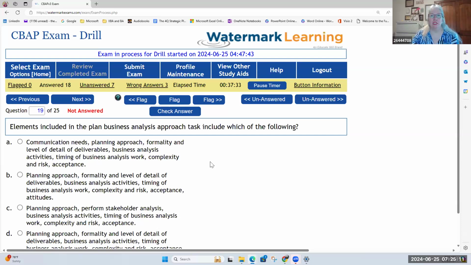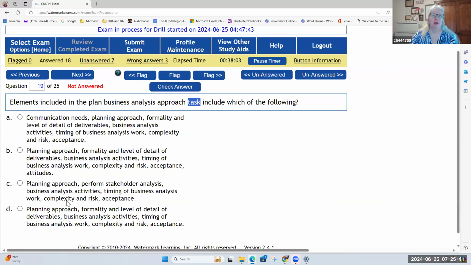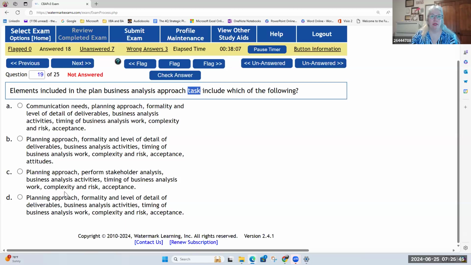Elements included in your plan business analysis approach task. So once again, this is the task, and these are the elements included. Which of the following? A, communication needs, planning approach, formality and level of detail of deliverables, business analysis activities, timing of business analysis work, complexity and risk, and acceptance. Or B, planning approach, formality and level of deliverables, business analysis activities, timing of business analysis work, complexity and risk, acceptance attitudes. Or C, planning approach, perform stakeholder analysis, business analysis activities, timing of business analysis work, complexity and risk, and acceptance. Or D, planning approach, formality and level of detail of deliverables, business analysis activities, timing of business analysis work, complexity and risk, and acceptance.